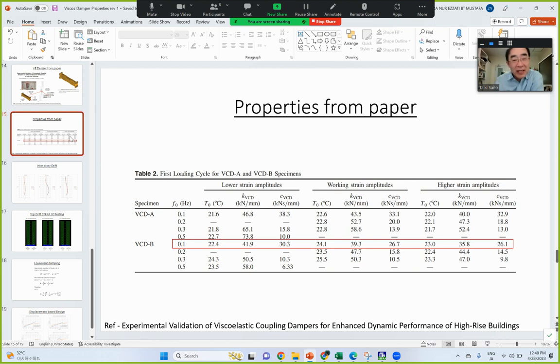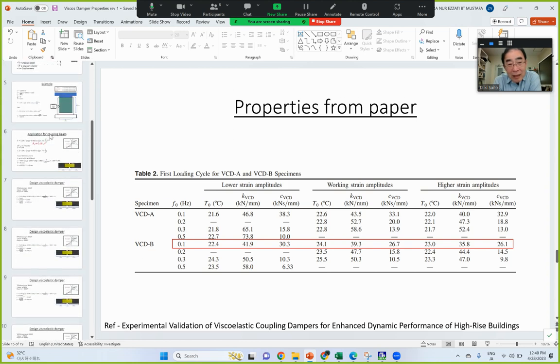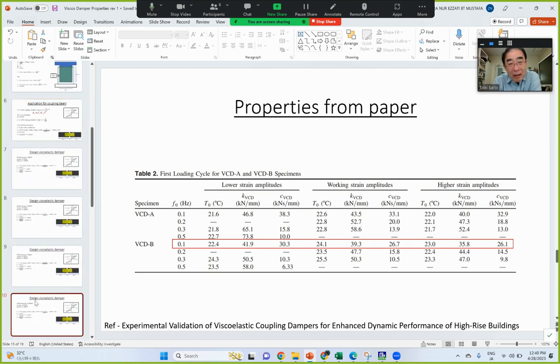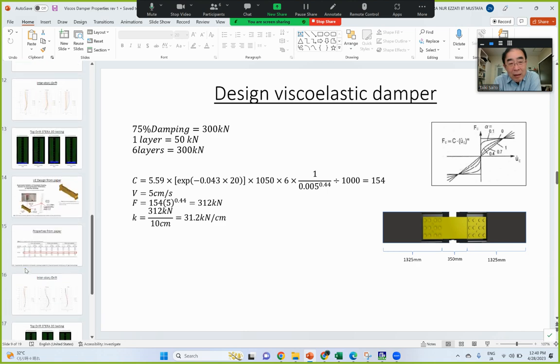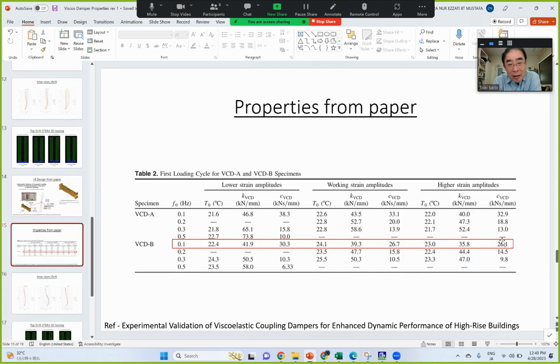Compare the C value or alpha. They don't give alpha here, sensei. They only give K and C, but the values of K and C are quite different. For example, I give you 75%. For C it is 154, but for K it is 31. But for the paper, the C is much smaller, 26. For example, for higher strain amplitude, the C is much smaller compared to K. So I think it's a different material and different properties.